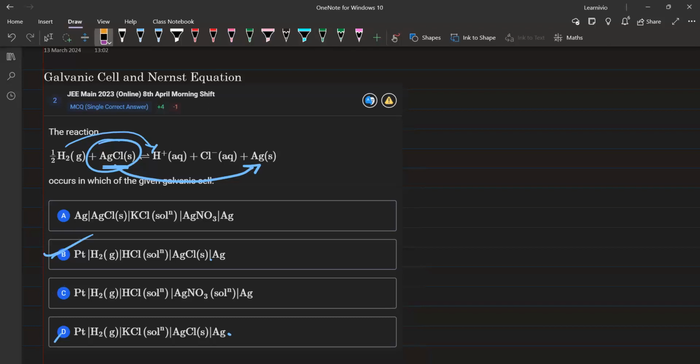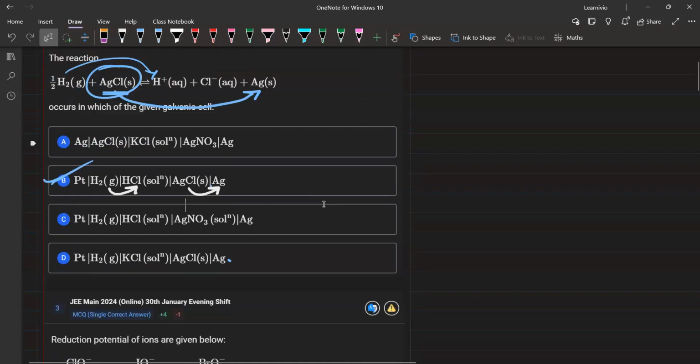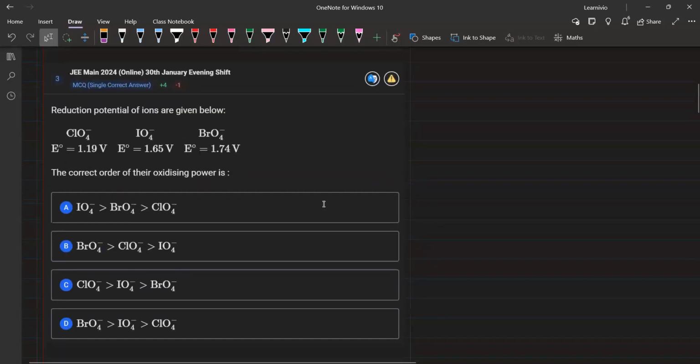Okay. Even the representation is a bit clumsy here. You don't know where it is ending and where it is starting. But I hope you can see that platinum H2 HCl and AgCl is getting converted to H2 is getting converted to HCl, and AgCl is getting converted to Ag. Okay, I hope this makes sense. Moving on. Try this.